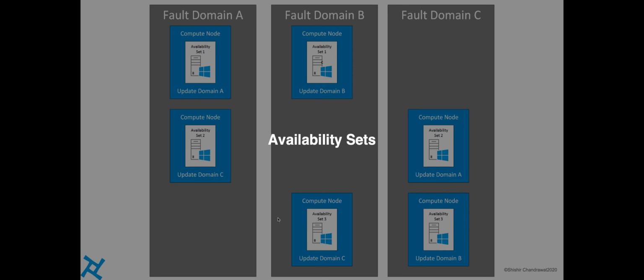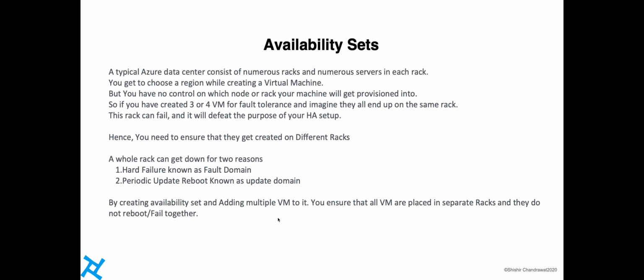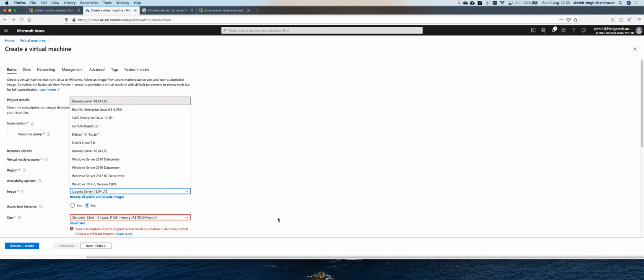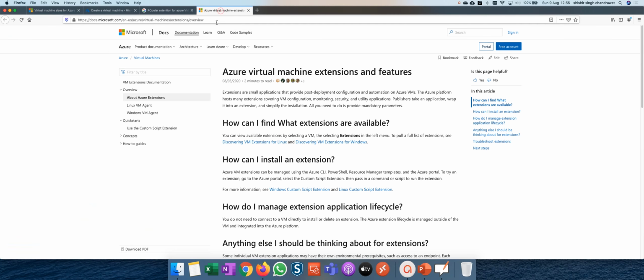Let's talk about availability sets in Azure virtual machines. A typical Azure data center will consist of numerous racks and numerous servers in each rack. So let me show you what a rack is.